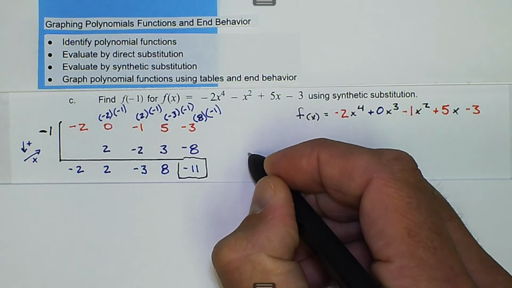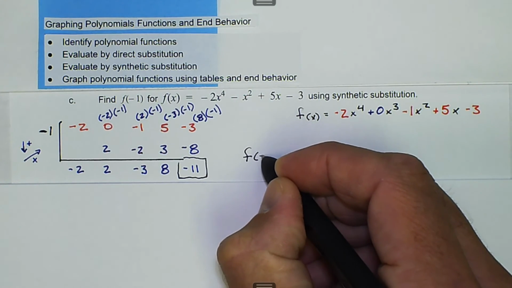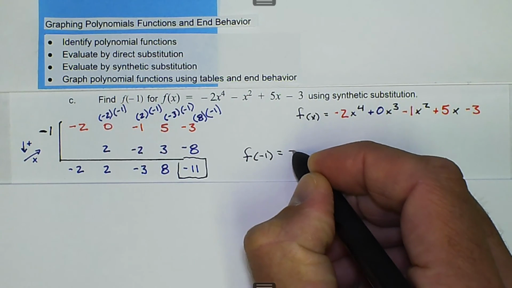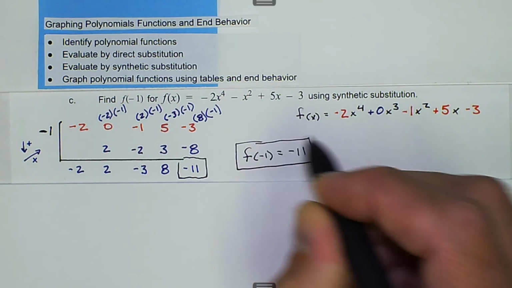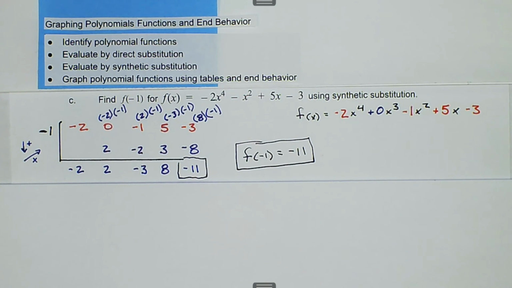So the function evaluated at -1 is equal to -11. So one thing that we want to remember is any term that is missing needs to be replaced with a 0.